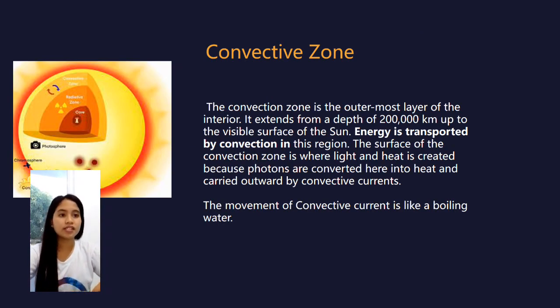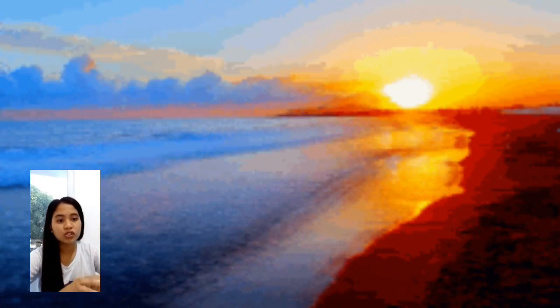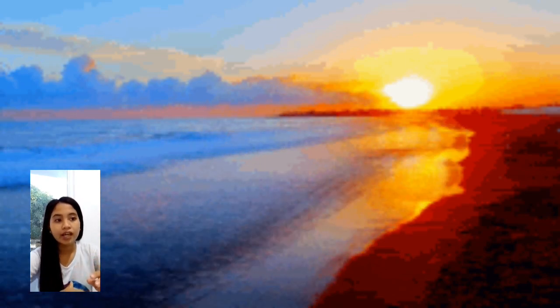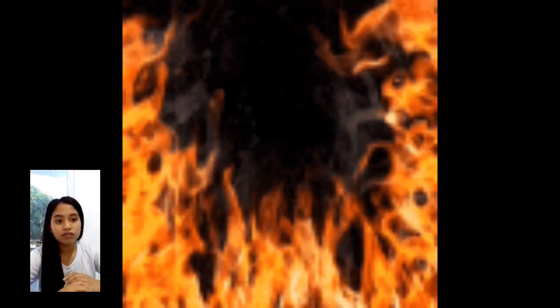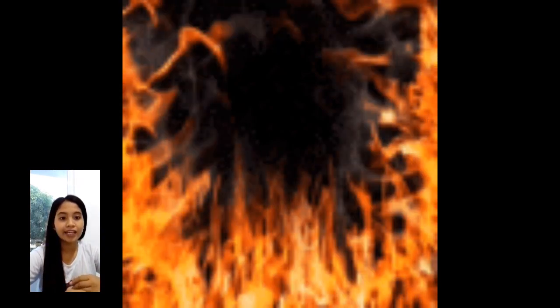Next layer is what we call the convective zone. The convective zone is the outermost layer of the interior of the sun. It extends from a depth of 200,000 kilometers up to the visible surface of the sun. Energy is transported by convection in this region. The surface of the convection zone is where light and heat is created because photons are converted into heat and carried out by convective currents. Take note that the movement of convective current is like boiling water.